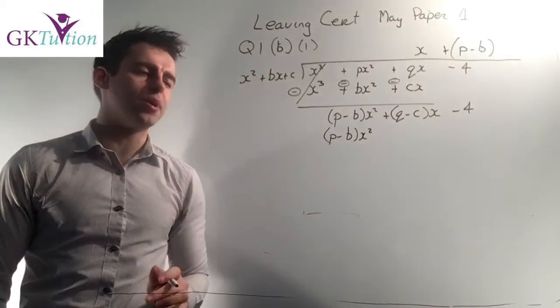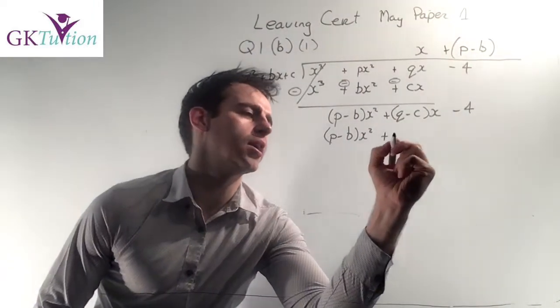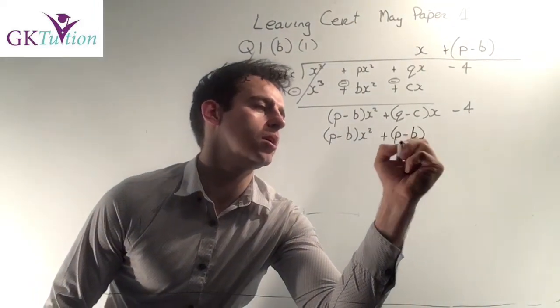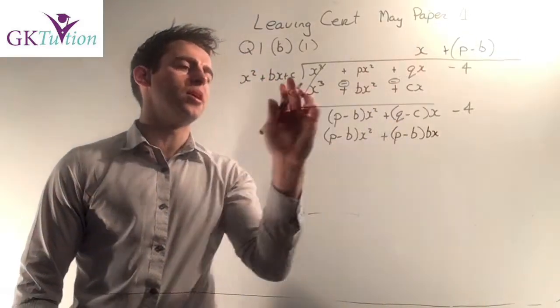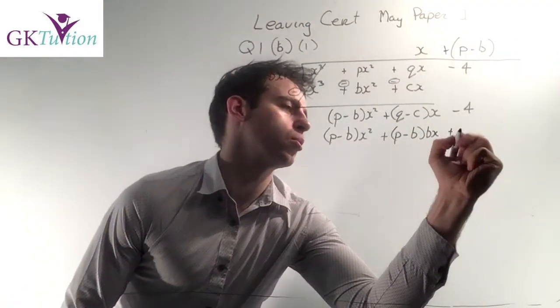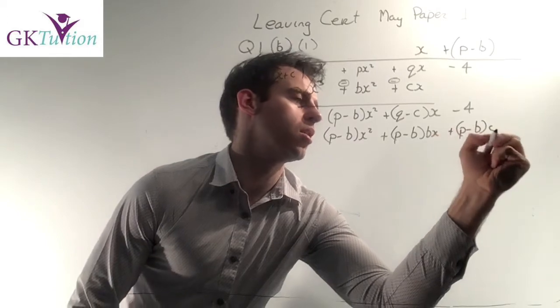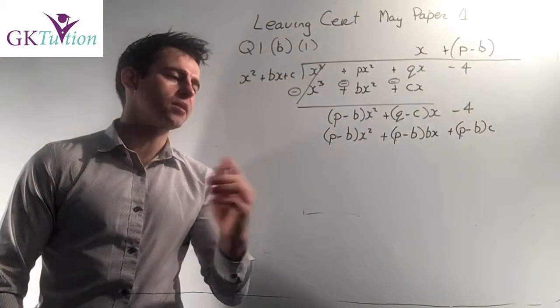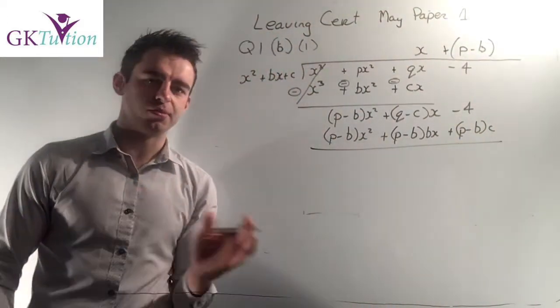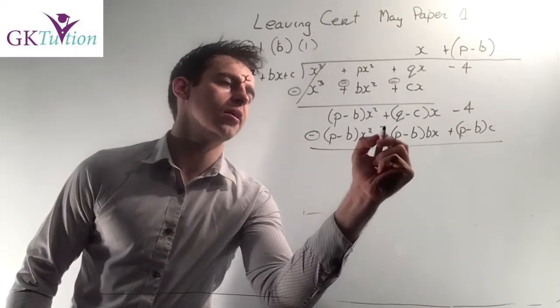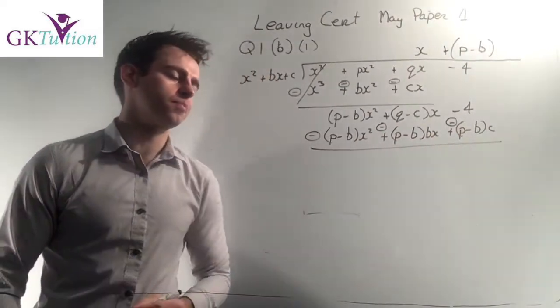P minus b by bx, again, you're just going to write it as a list. It's just p minus b times bx. And then p minus b times c will just work out as p minus b times c. Happy days, that's my multiplying step. Now I just need to subtract. So I get a minus there, I get a minus there, and I get a minus there.